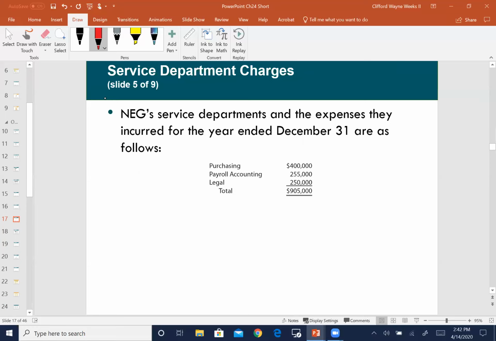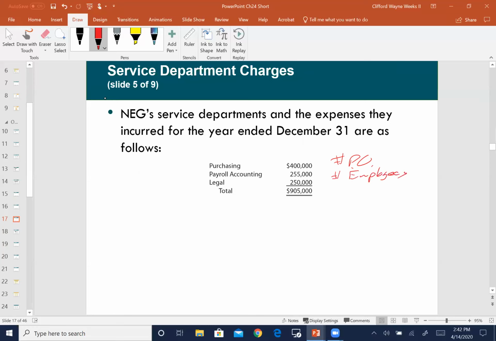Payroll, 255, and legal. What we want to do is find a good cost driver. If you think about it, a good cost driver for a purchasing department would maybe be the number of POs, or purchase orders. The payroll accounting is probably going to be the number of employees.